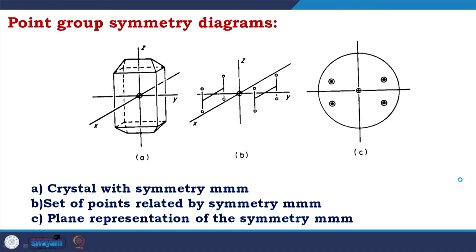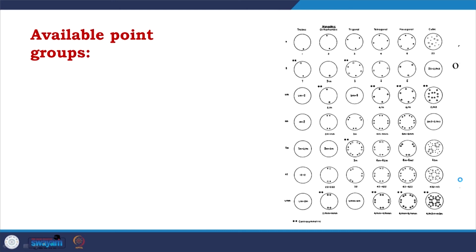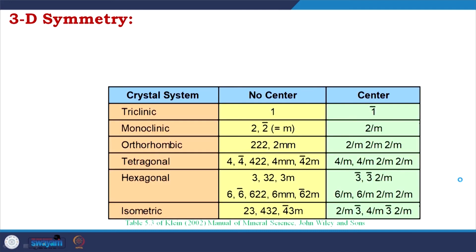So, when you see a crystal with symmetry mmm, the mirror planes are the set of points related by symmetry, and the planes are represented for the symmetry mmm, the mirror. So, point group symmetry diagrams. These are the available point groups. I am not going into details, I rather come into the 3D symmetry. We have 32 3D point groups.